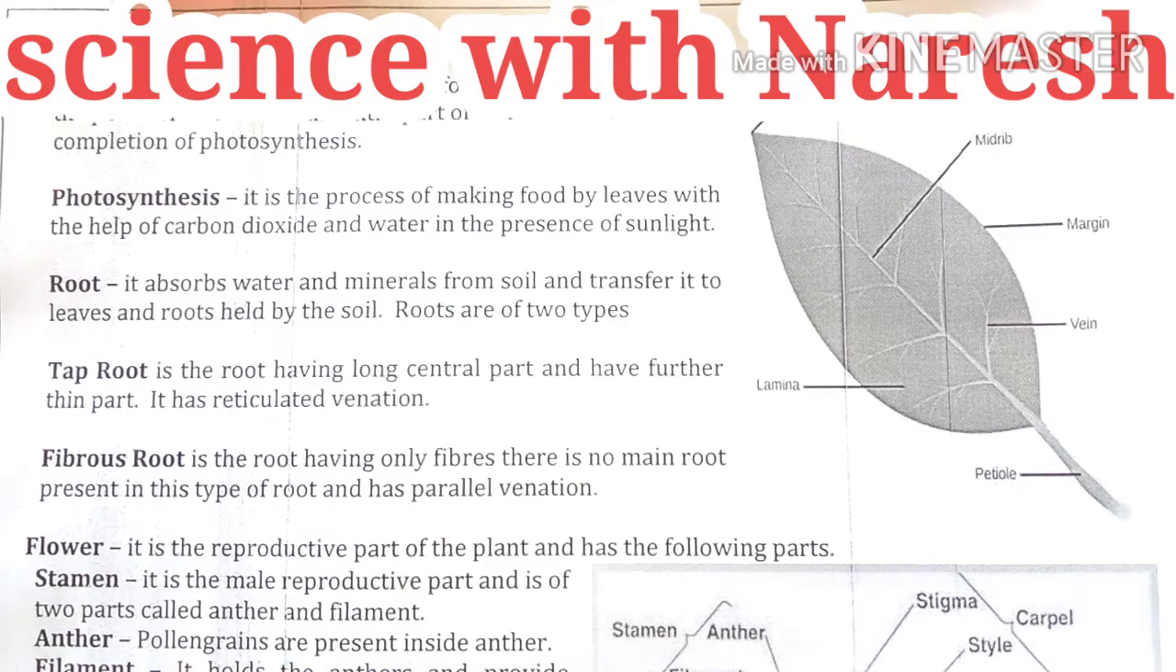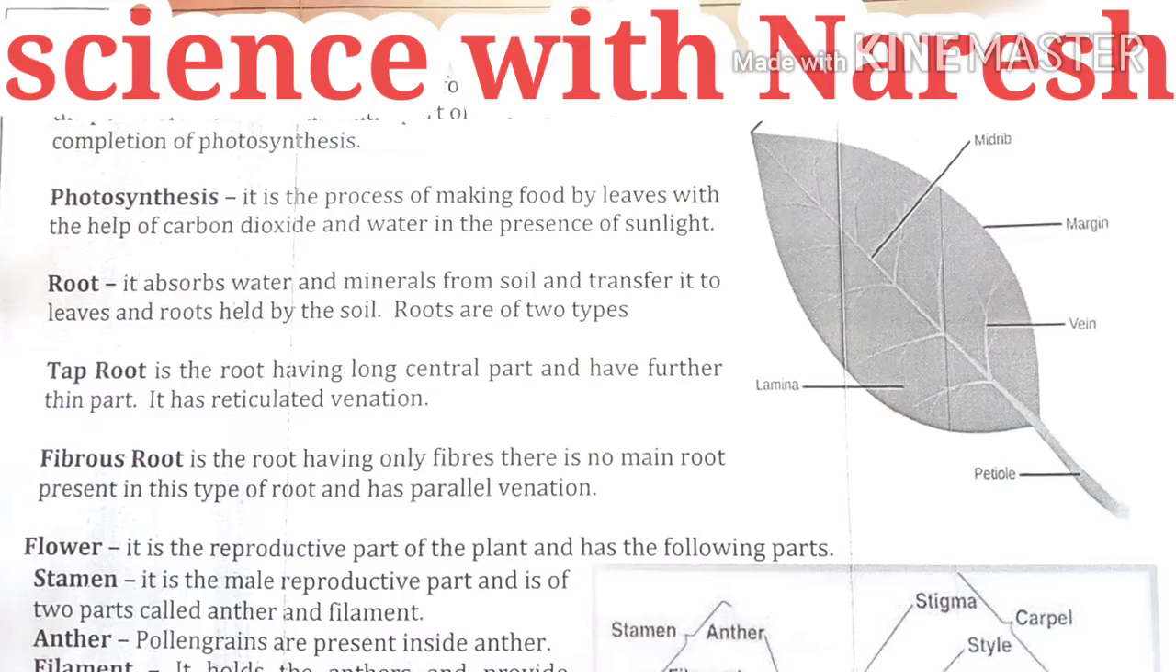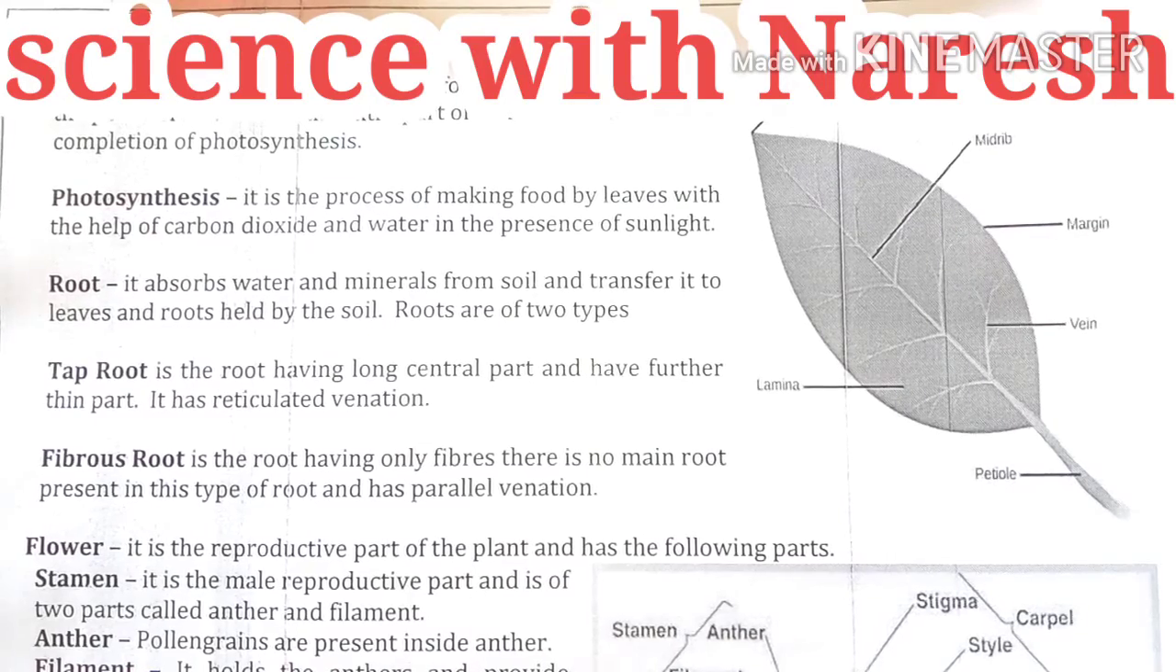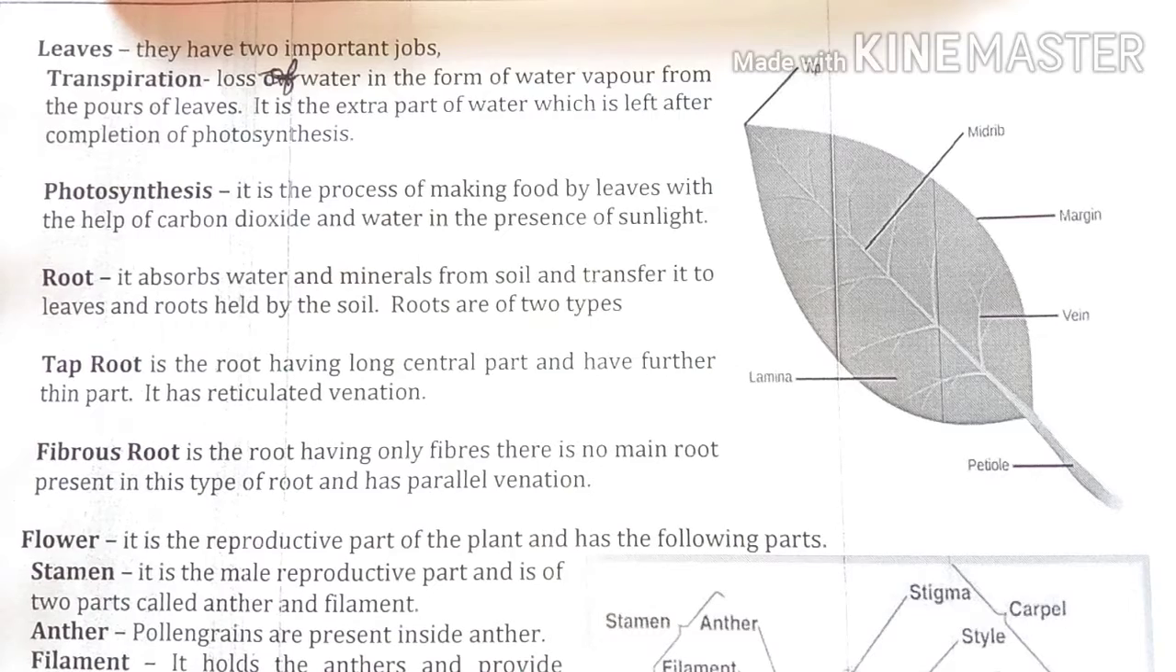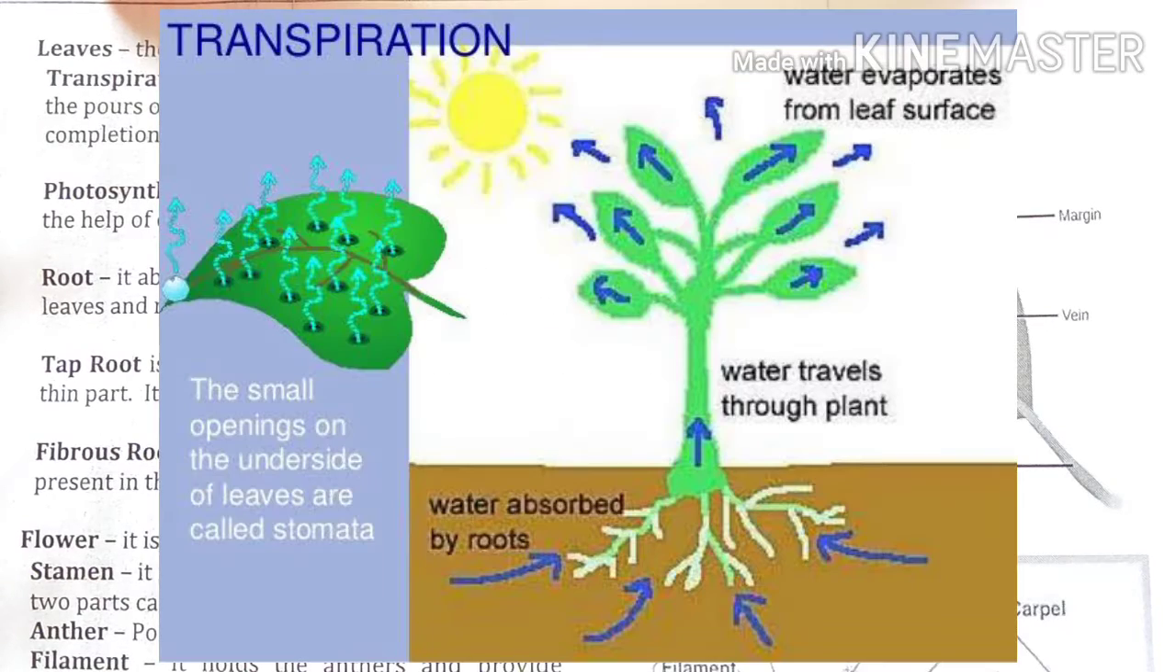As the leaves are green in color, the leaves have two important tasks. The first one is transpiration and the second is photosynthesis. So starting from transpiration. Transpiration means the loss of water in the form of water vapor from the pores of leaves. As we usually see in the winter season, there are drops of water on the leaves.